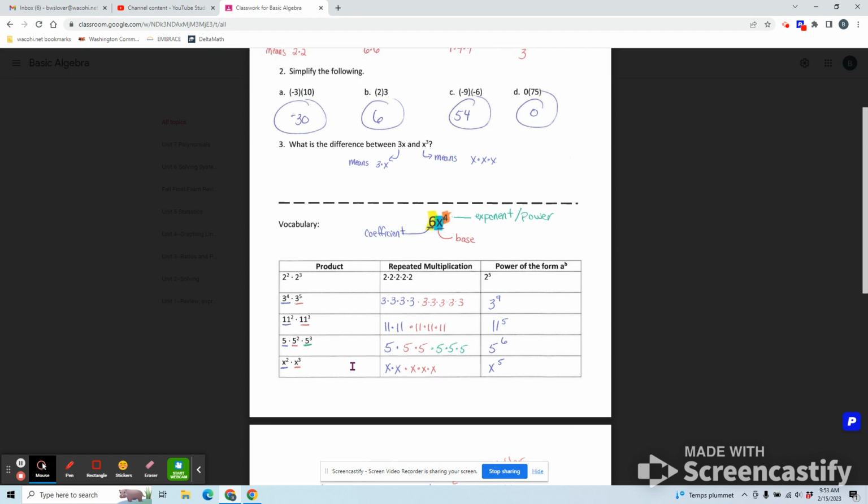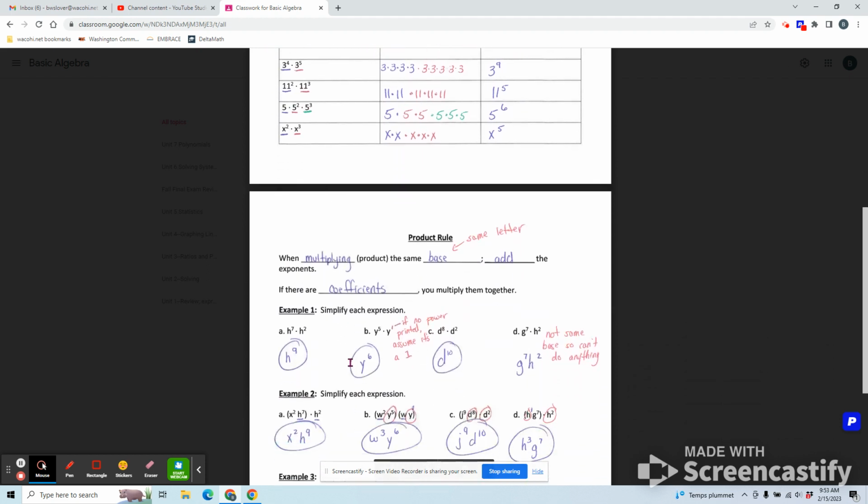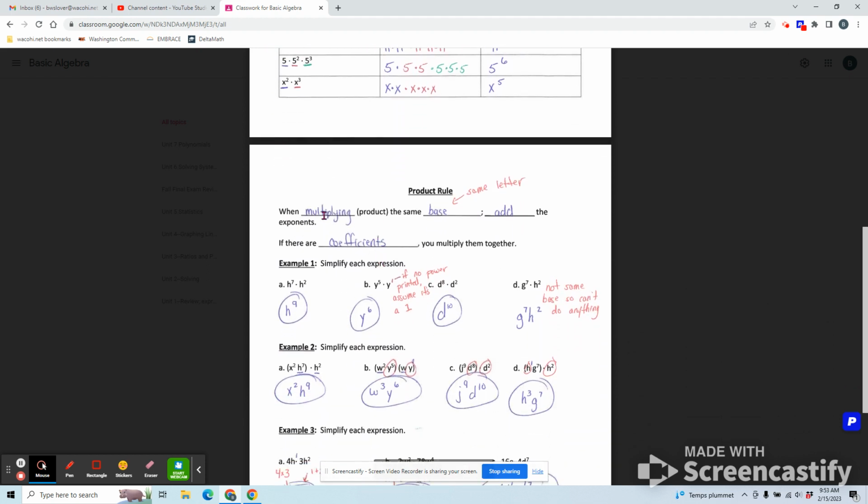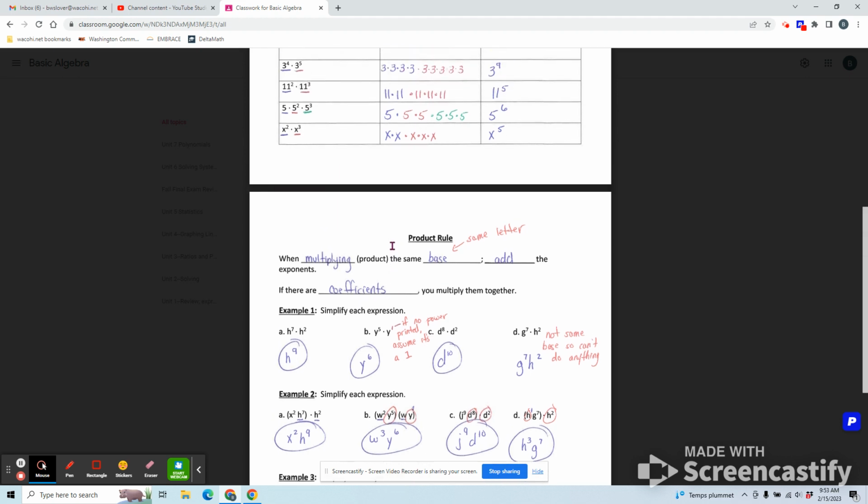I wonder what we did. Well, maybe you figured out that we're just adding. So when multiplying the same base, which is typically the same letter, or it could be the same number, you are going to add the exponents. And if there are coefficients, you multiply them.